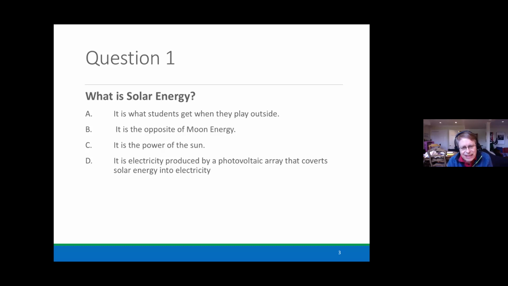Okay. Well, so it's not when they play outside. That's not what I intended. It's not really the opposite of moon energy. Never tried that. It is the power of the sun, certainly the case, but what we're going to focus on is how electricity is produced by a photovoltaic array that converts solar energy into electricity.